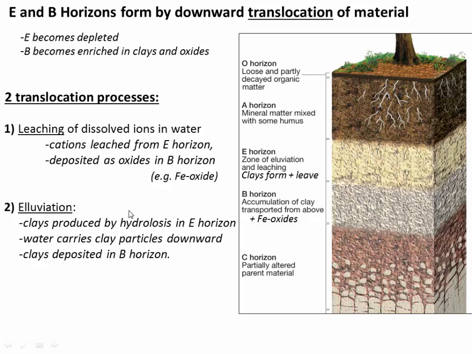The other translocation process is called eluviation, and this is when clay minerals are produced by hydrolysis in the E horizon, and water carries those clay particles down and deposits them in the B horizon, okay? And if you need a review of these two reactions, please see the previous video on weathering. The end result of these processes is that the E horizon becomes depleted and the B horizon becomes enriched, especially in things like clay and oxides that have been translocated and deposited into the B horizon.